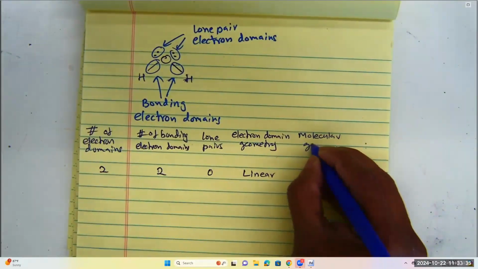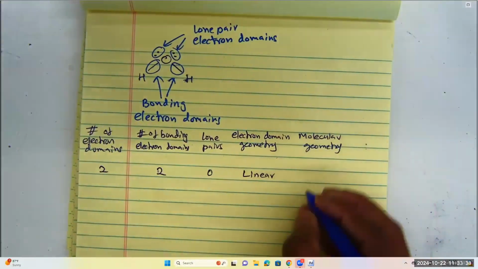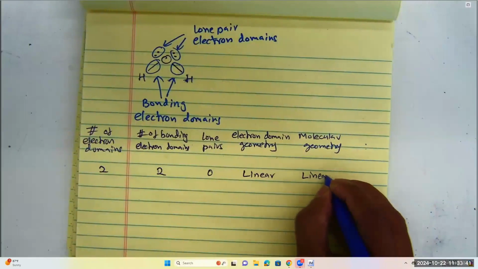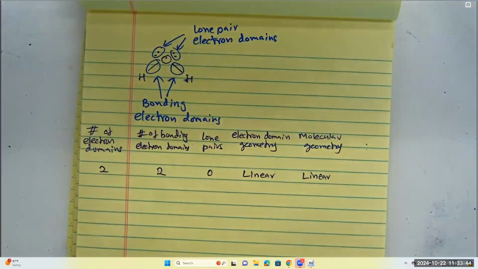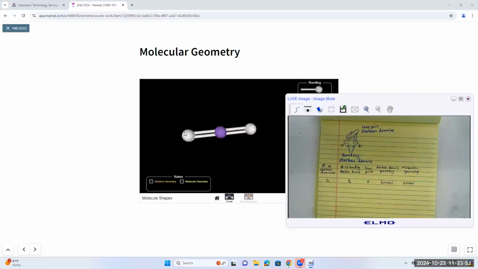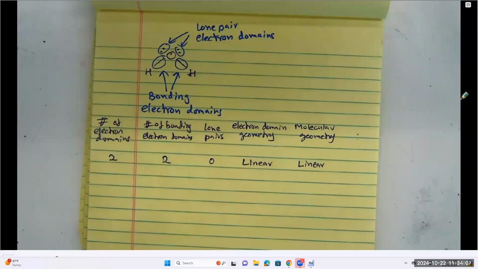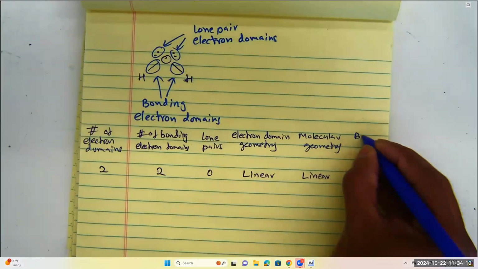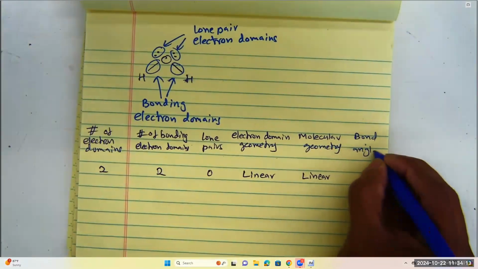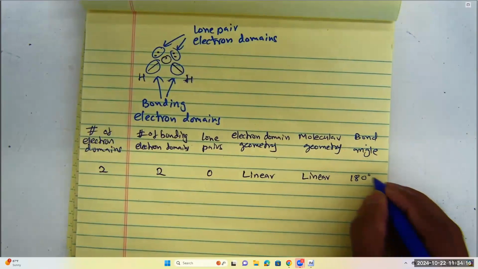Molecular geometry is also linear. All right. One other thing, what would be the angle between the 2 bonds in carbon dioxide? Let me show you. What is this angle between the 2 bonds? Yeah, 180 degrees. It's a line, right? Therefore, the angle between the bonds is 180 degrees. So we can write that down as well. So the bond angle is 180 degrees.